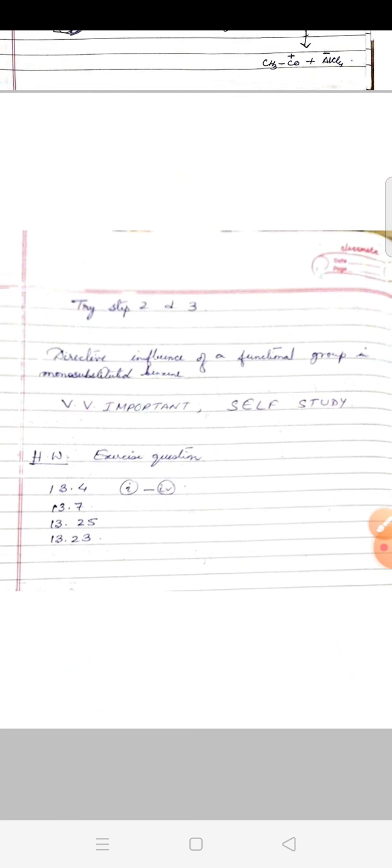Now one very important thing which is there in the textbook, and we discussed it while discussing resonance in the chemical bonding chapter in class 11. Please do study the directive influence of functional groups in the monosubstituted benzene. That means if you already have something on the benzene ring and it needs to undergo halogenation, sulfonation, or nitration, then where the electrophile will get introduced. It cannot get introduced wherever you feel like. Alright. And then I have given some exercise questions.